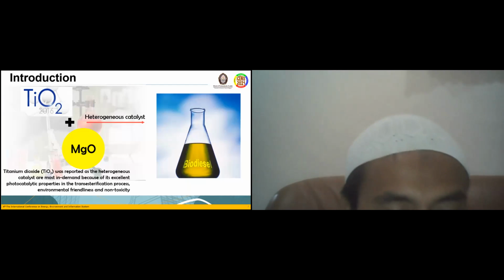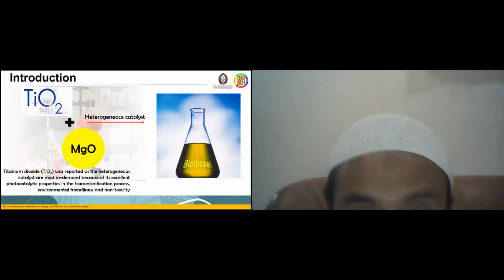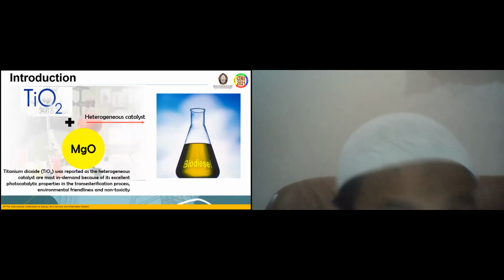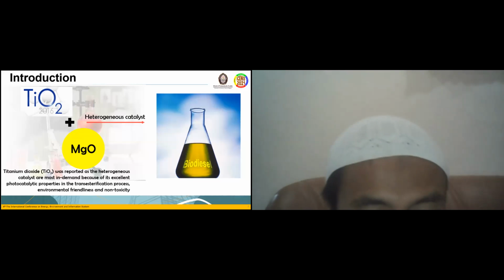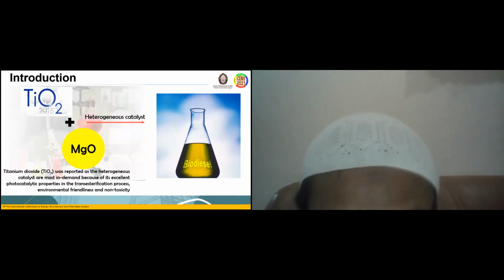Until now, the choice of catalyst is still a major problem in biodiesel production. Compared with homogeneous catalyst, heterogeneous catalyst is more desirable because it has many advantages, including that the catalyst separation process is relatively easy. The catalyst can be regenerated, economical, and reusable. Therefore, the study was focused on finding suitable heterogeneous catalysts that give good results.